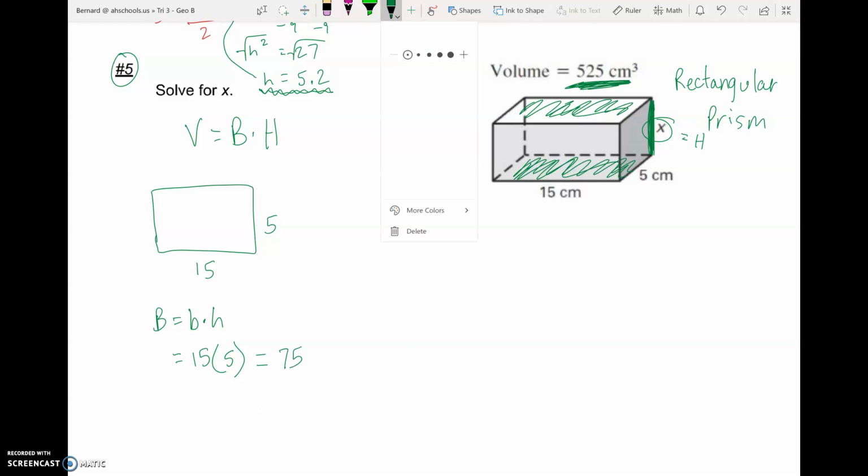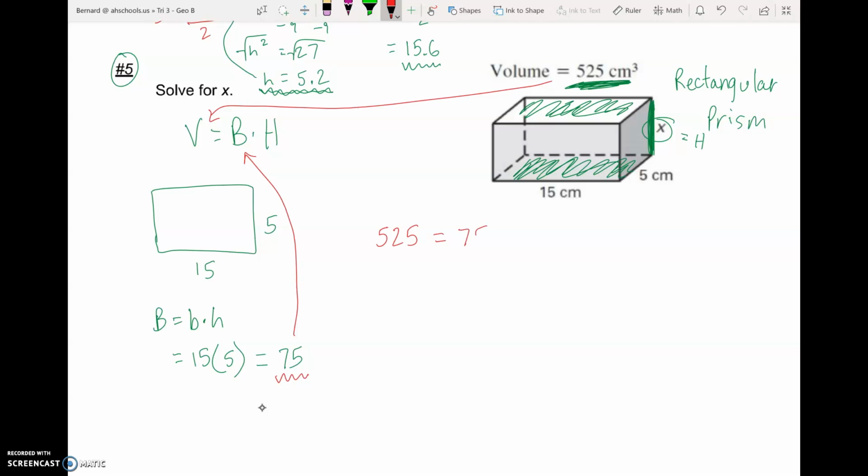And so if we're looking at our volume formula, we know big B, it's 75. We know the volume, it's 525. Only thing we don't know is h, so let's solve for it. So let's plug in 525 for volume. That'll equal 75 times h. And remember, h is really x, right? So that's what we're looking for. And we can even, if we want, change the h into x at this point in time.